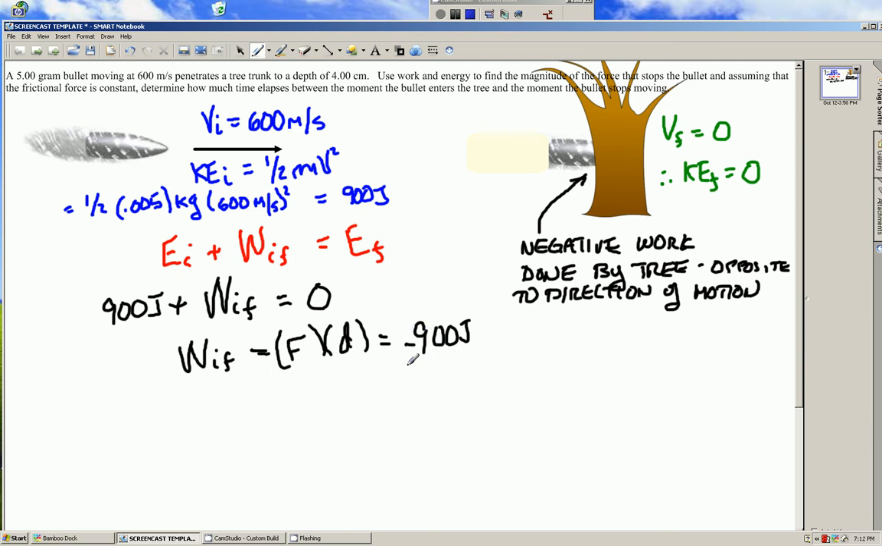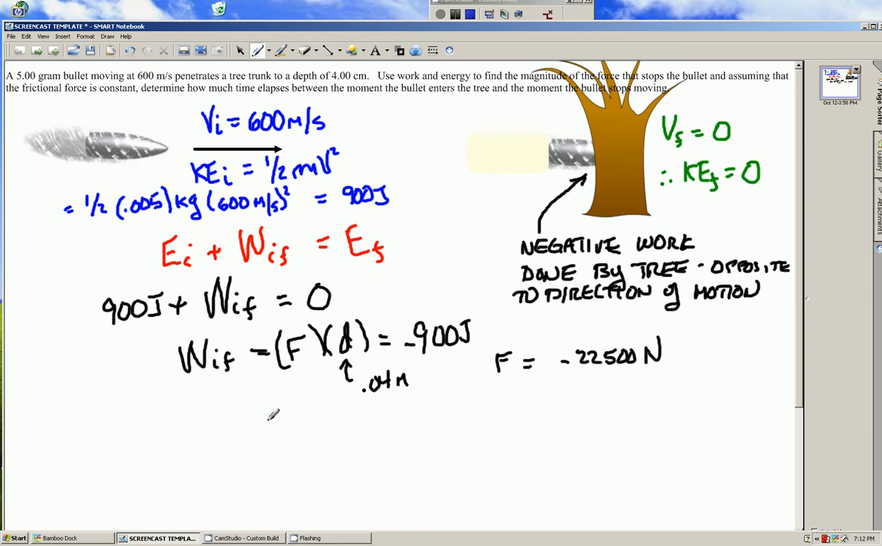We can solve for the force because this distance, we're told, is 4 centimeters. We have to convert that to meters, so that's 0.04 meters. And solving for force in this equation, one unknown, we get the force is equal to minus 22,500 newtons. So that's the average force that's acting through that distance, doing negative work on the bullet to take all that kinetic energy out, ultimately dissipated as heat by the tree.